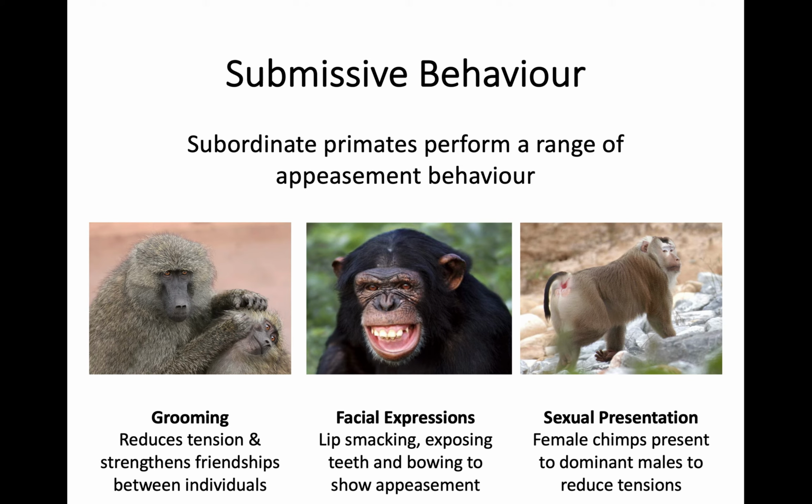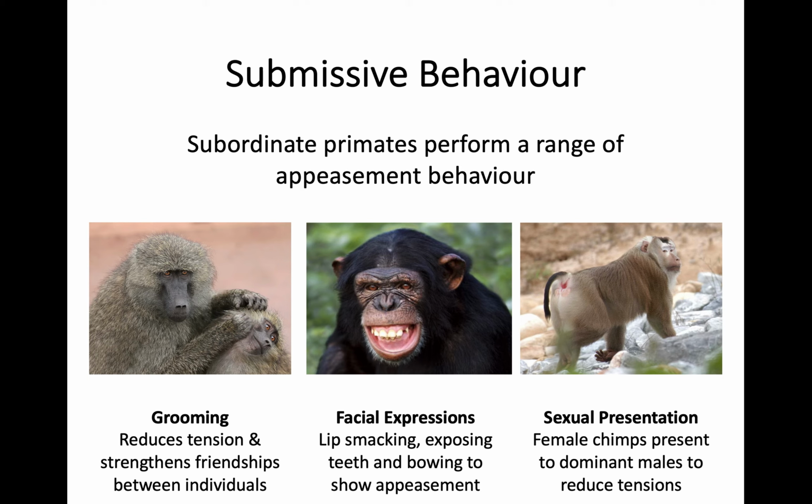In terms of some of these submissive behaviours though, in terms of primates, we can see a range of appeasement behaviour. Some of them will be grooming, so we talked about grooming in terms of altruism, but it can also be a sign of showing friendship between individuals. It can be a way of reducing tension if there's conflict, so that could be one thing that's seen as submissive behaviour. Facial expressions are quite a big thing in primates. There's certain forms of exposing teeth and smacking their lips, which is showing appeasement, it's showing submission, and there can often be some bowing as well, lowering your head, showing submissive behaviour.